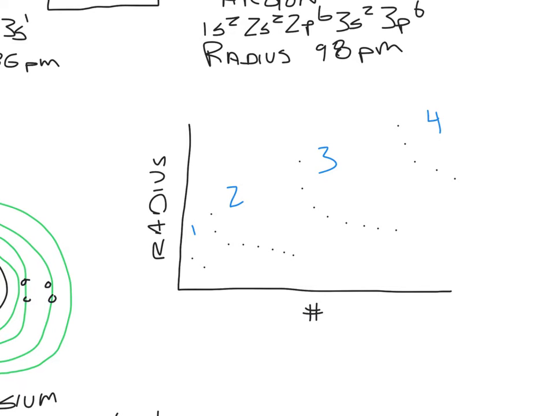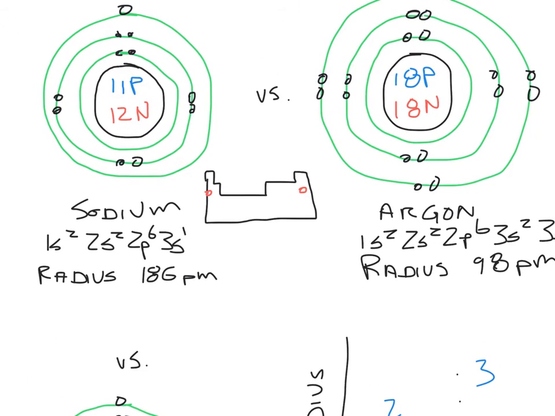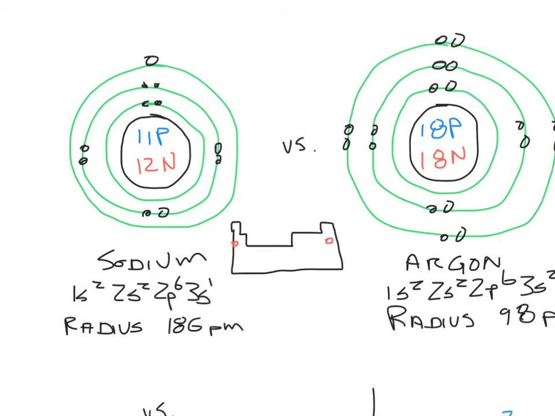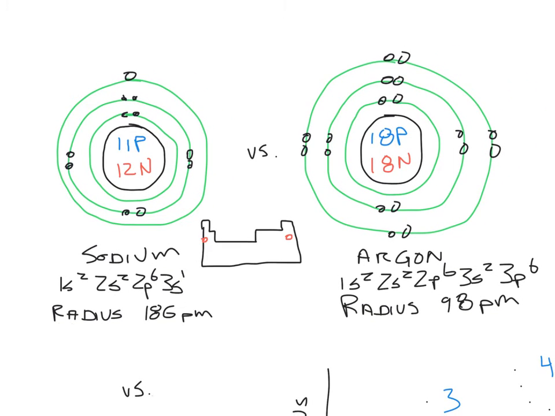So we're going to use effective nuclear charge to explain it, especially the horizontal trend, because it's a little bit contradictory. What you would expect is, here's this sodium atom, 11 protons, 12 neutrons, 11 electrons, versus argon. It has more of everything. It has more protons, it has more neutrons, it has more electrons. Common sense would make you think that this is going to be a larger atom. However, it's not. Its radius is about half the size of the sodium's radius.